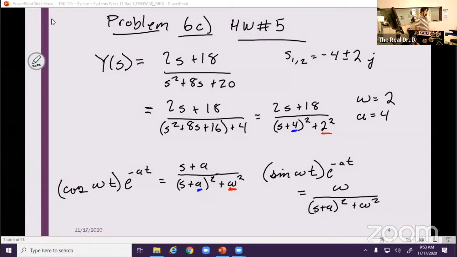So we end up with something like this, which is great. And now we're ready to do our partial fraction expansion. Now we're ready. Okay.